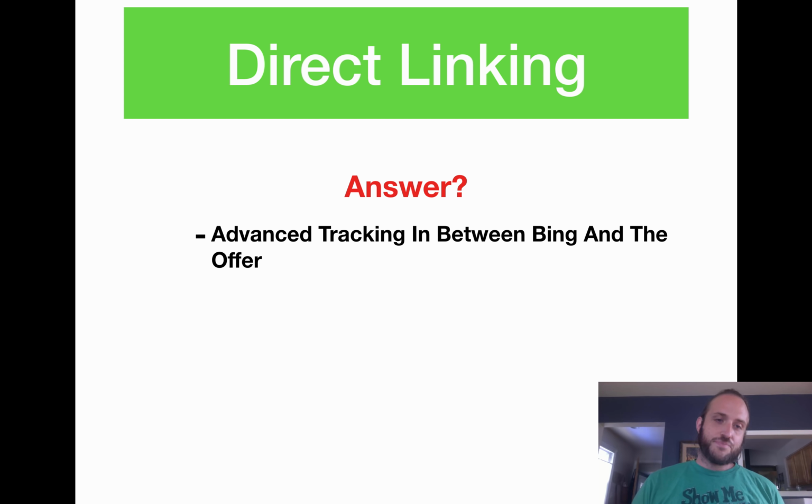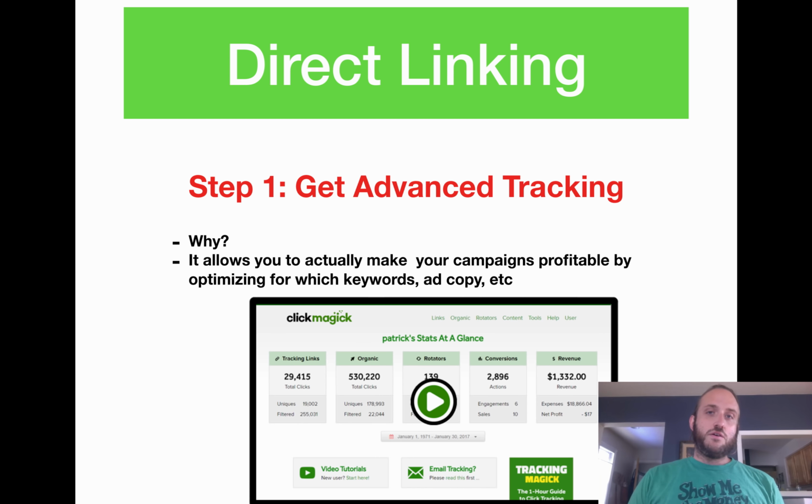So the answer is to put advanced tracking in between Bing and the offer. So you have Bing and you have Clickbank. You need something in between that's going to give you more data that you can extract to determine which parts are winning and which ones are not. That's the way you're going to build up a portfolio of winning streams of traffic with direct linking.